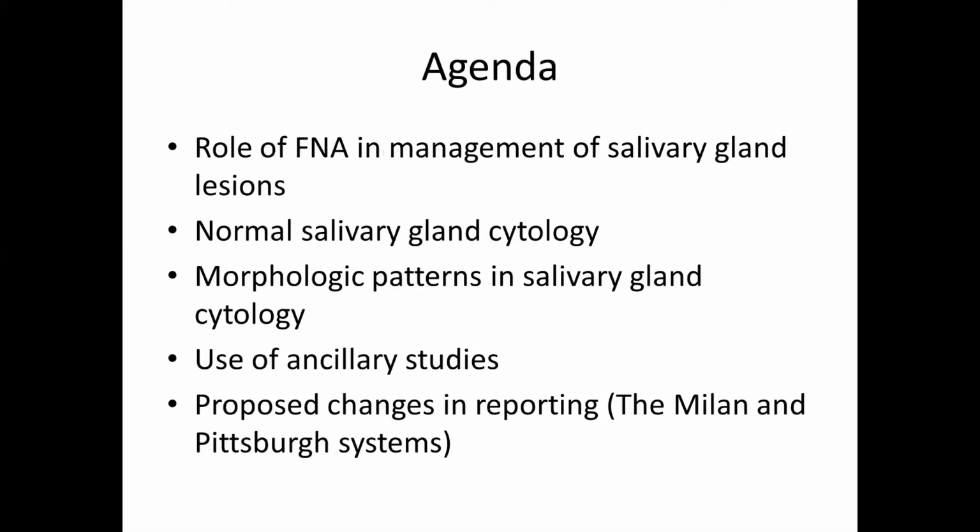Next, we'll very briefly discuss the uses of ancillary studies and immunohistochemistry, for example, in the diagnosis of these lesions if you're lucky enough to have a cell block. And finally, we'll touch upon some of the proposed changes in reporting, the Milan system that everyone I think is aware of, and also the Pittsburgh system, which hasn't gotten as much traction, but which I think is very intriguing as well.